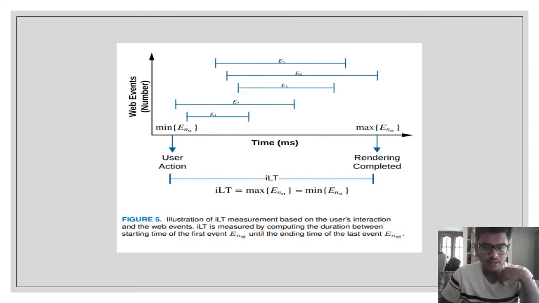So coming to figure 5, the illustration of ILT measurement based on the user's interaction and the web events. ILT is measured by computing the duration between the starting time of the first event until the ending time of the second event.